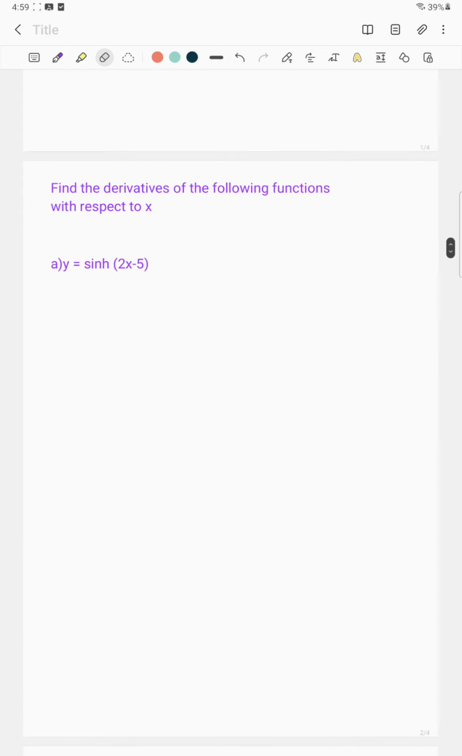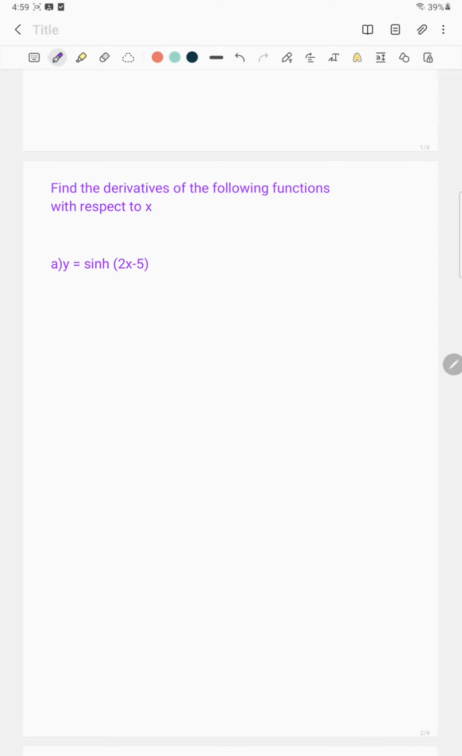So the question asks to differentiate the function below with respect to x. In this function, the function we call y, the variable that we need to differentiate is x. Okay, now we solve it.